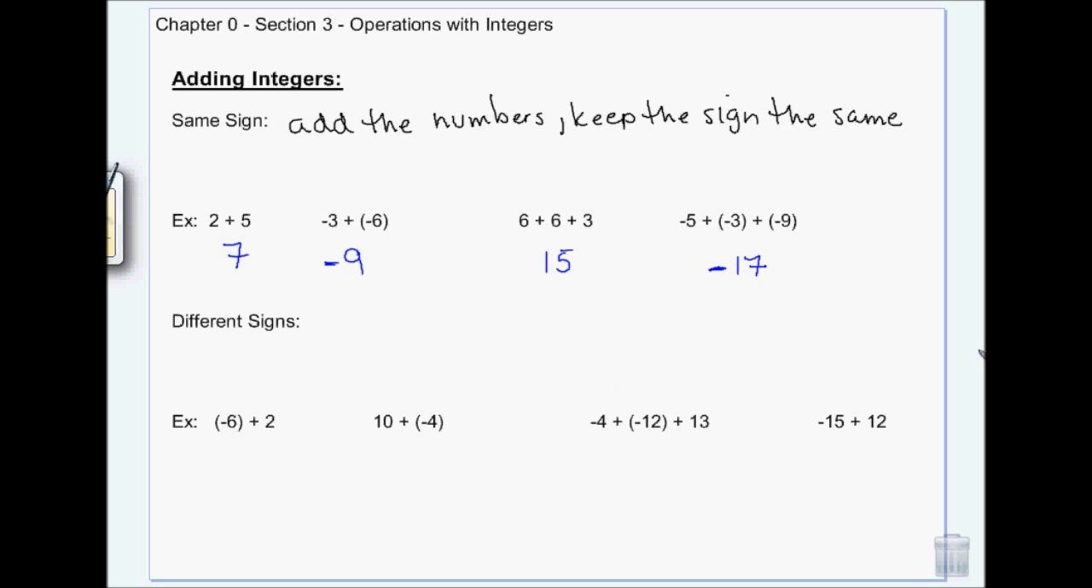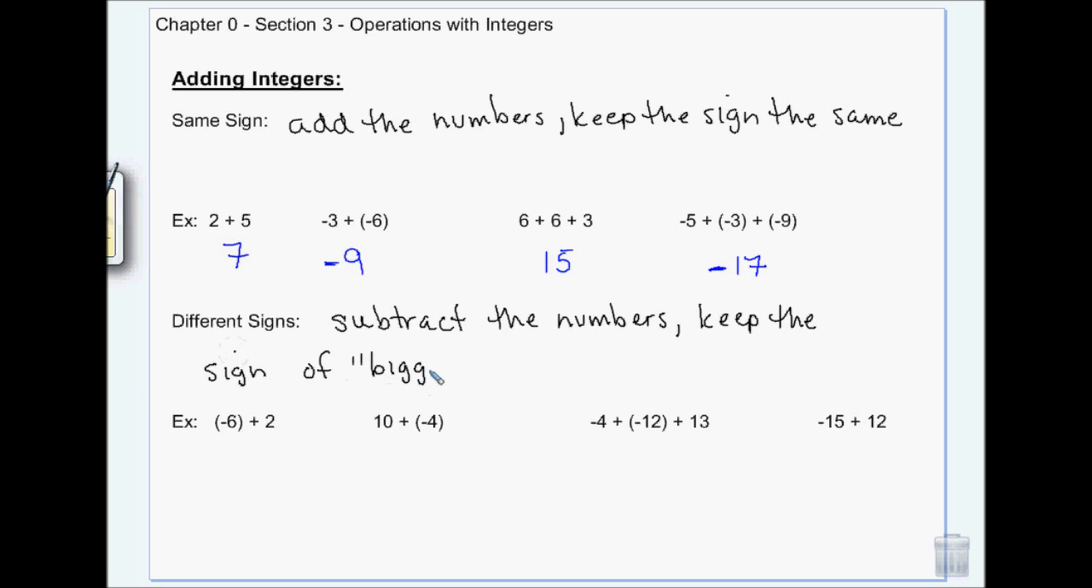Okay. The rule for different signs is that you subtract the numbers. So if they don't match, you subtract the numbers, and you keep the sign of the biggest or highest. It's not the greatest though, because a positive is always greater than a negative. But I say biggest because 6 is bigger than 2, even though negative 6 is less than positive 2.